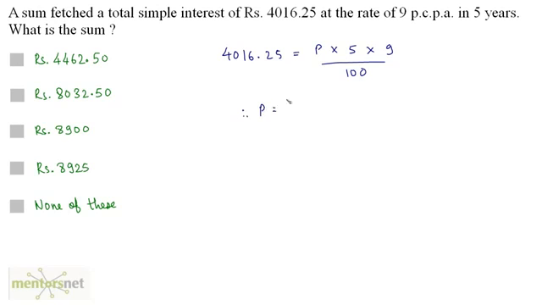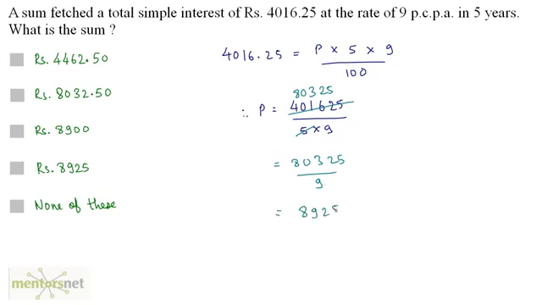4016.25 times 100 will be equal to, the decimal point will be removed, so 401625 by 5 times 9. Dividing the numerator by 5, you get 80325, and this 5 gets cancelled. So we have 80325 divided by 9, and that is equal to 8925. So the sum is 8,925 rupees. So option D is the correct answer.